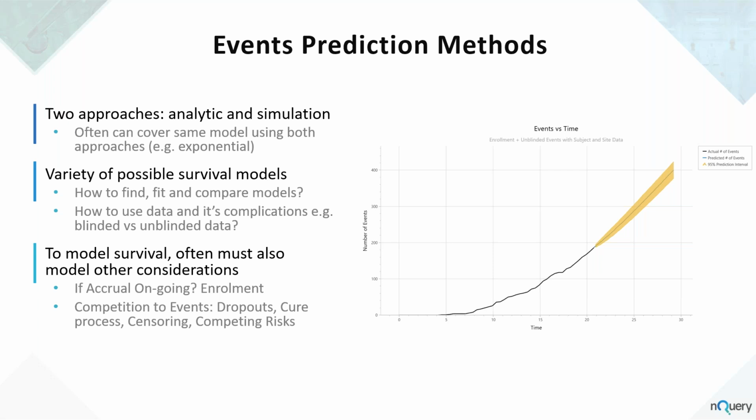But even given that, there's so many models that you can choose from: exponential, Weibull, piecewise exponential, including cure rate, censoring, different censoring assumptions, etc. So how do you find, fit, and compare these models? Well, there is no real best way to do that. There are ways you could obviously fit the current model, and you can do with that.